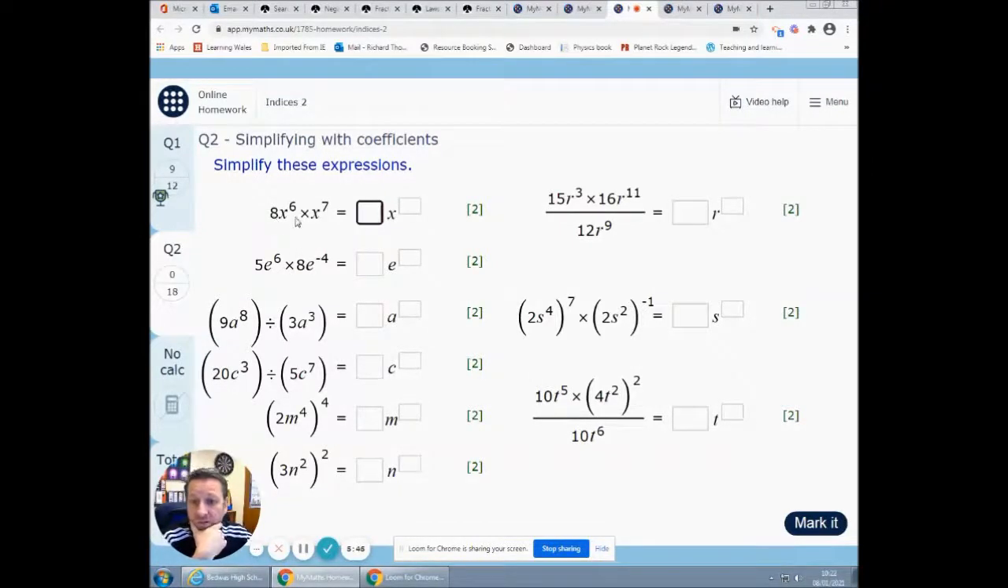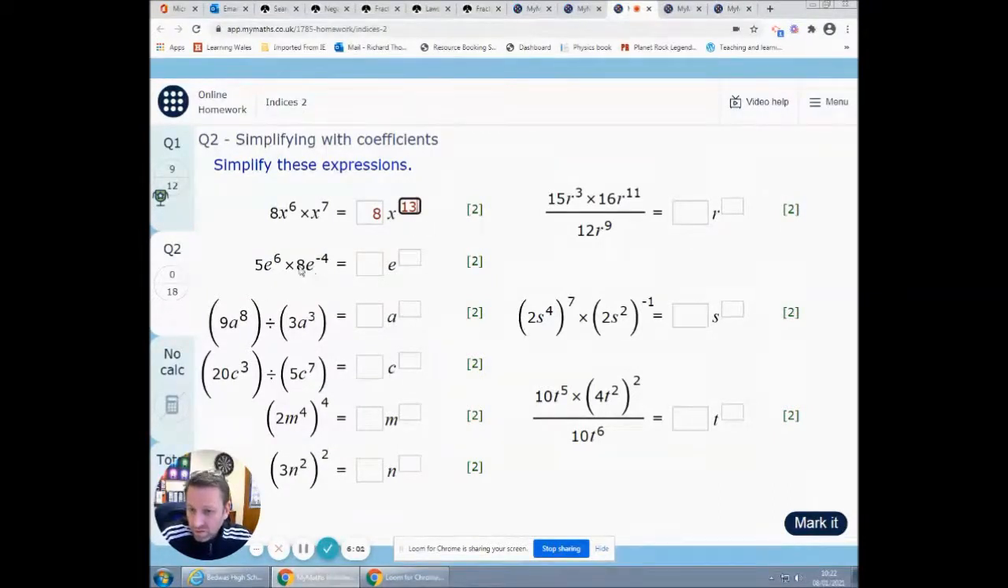So here I've just got 8 times 1. Most of you can do that. That's 8. And I've got x to the 6 times x to the 7. Add up the 6 and the 7, I get x to the 13. So you just got to take it one step at a time.